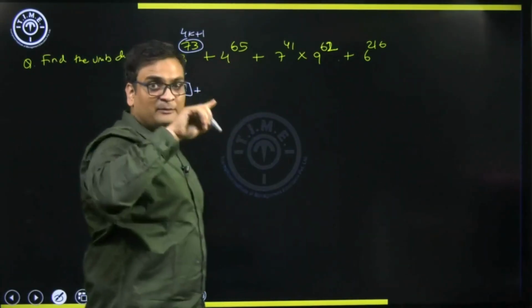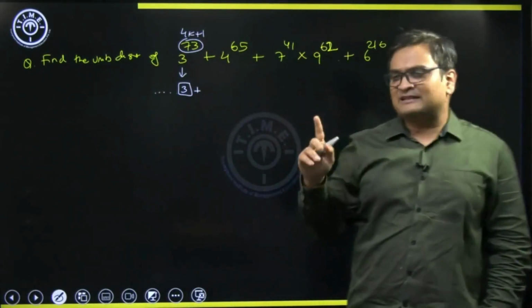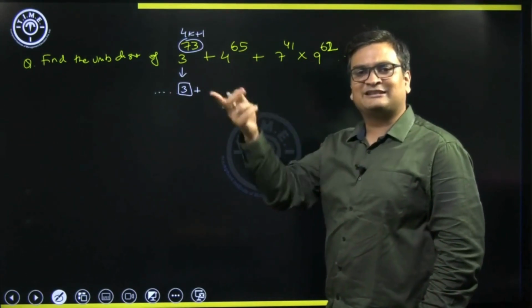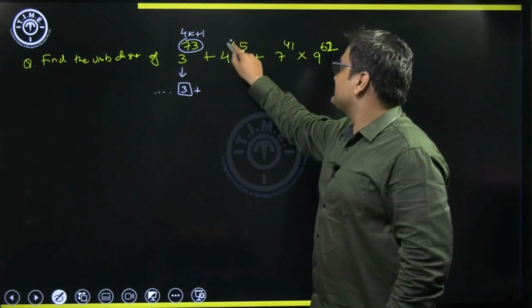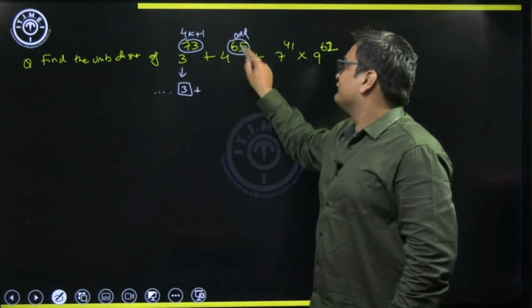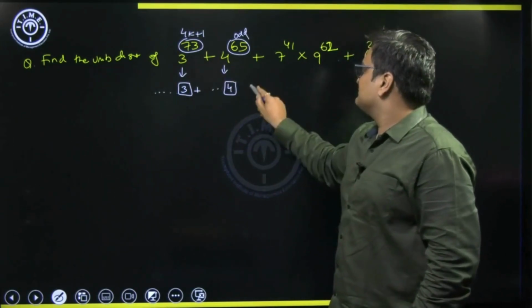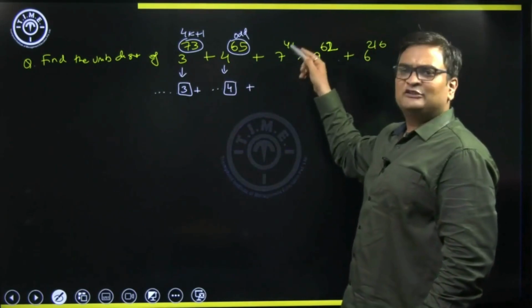4 to the power, if you remember from the previous class we discussed, 4 to the power odd is 4, 4 to the power even is 6, the units digit. So right now it is odd. So 4 to the power odd, this number is going to end with a 4, plus 7 to the power 41.